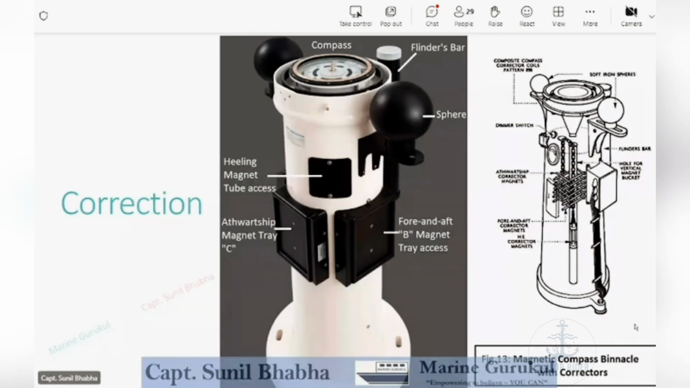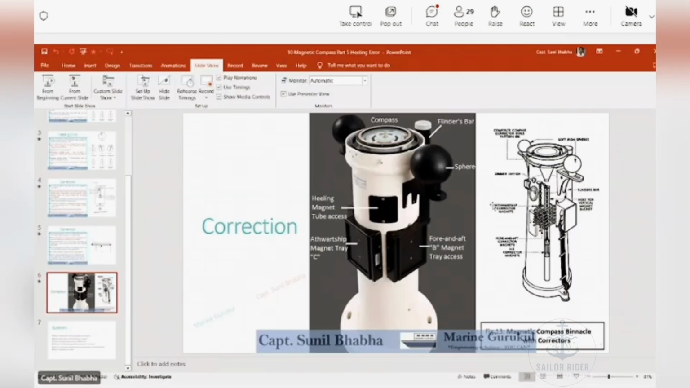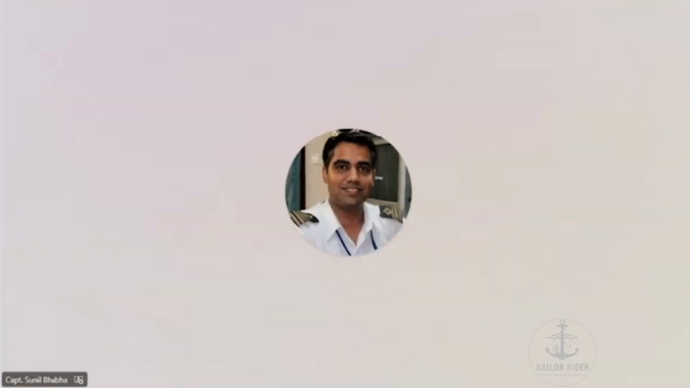Okay, beta, great. That was the heeling error and its correction. So I'm closing down the presentation now. Okay. Now, beta, we have seen all the 5 coefficients, alpha, bravo, Charlie, delta, echo, as well as the heeling error. We have seen how these coefficients are individually corrected, how heeling error is corrected.